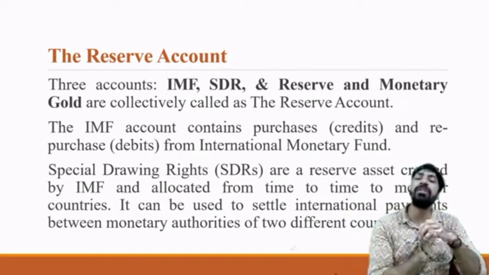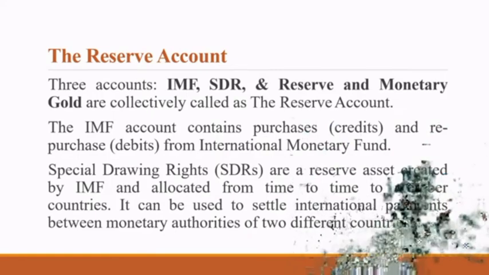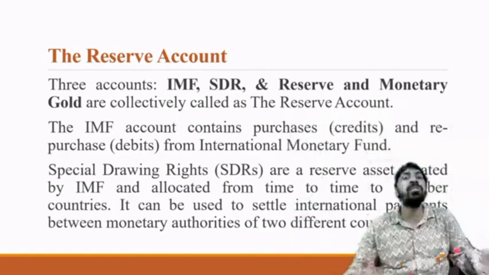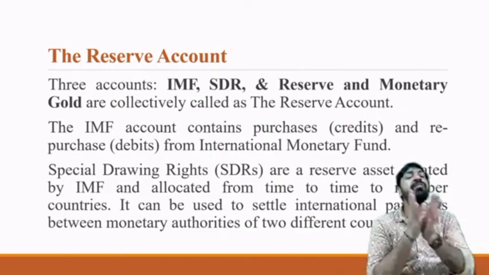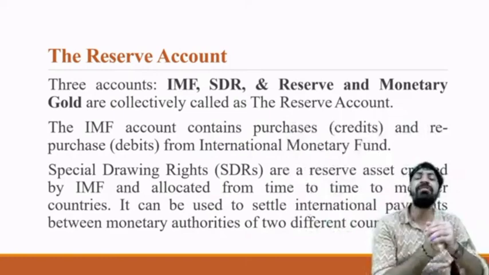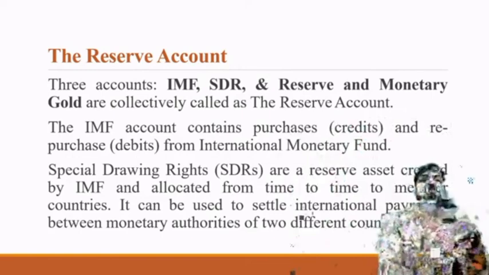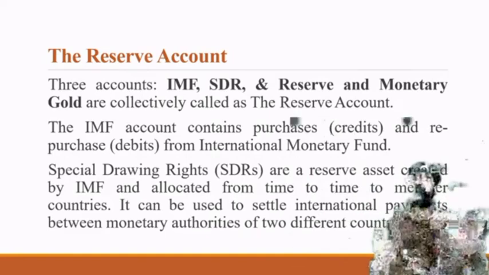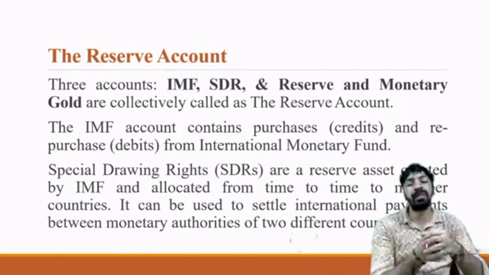The International Monetary Fund: whatever purchases or repurchases transactions have been done from the International Monetary Fund account. There is an account where the cash inflows are recorded on a yearly basis, and that fund account is called the International Monetary Fund account. So if any purchases or repurchases transaction occurs, we call it the International Monetary Fund account, which comes under the reserve account.